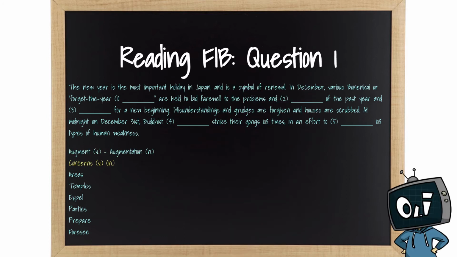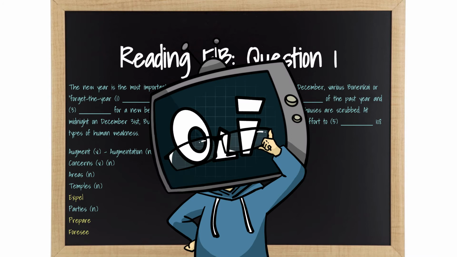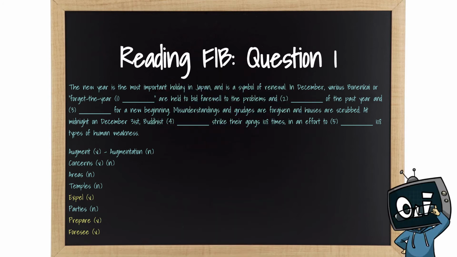The second word is concerns, which can either be a third-person singular verb or a plural noun. Let's speed up the process and just say that areas, temples, and parties are all plural nouns. Then you have the words expel, prepare, and foresee, all with 2 syllables and all with the stress on the second syllable. Can you see where this is going? Yep, all of them are verbs.